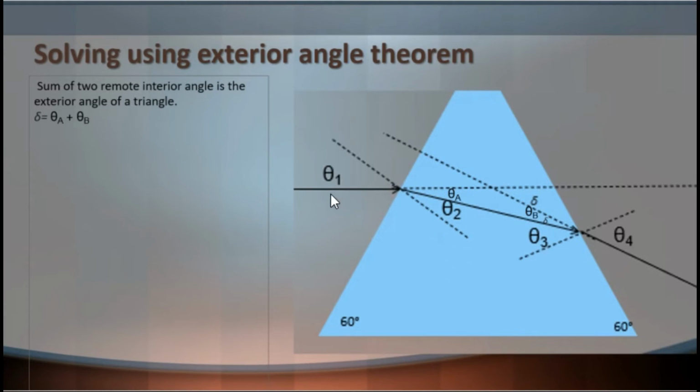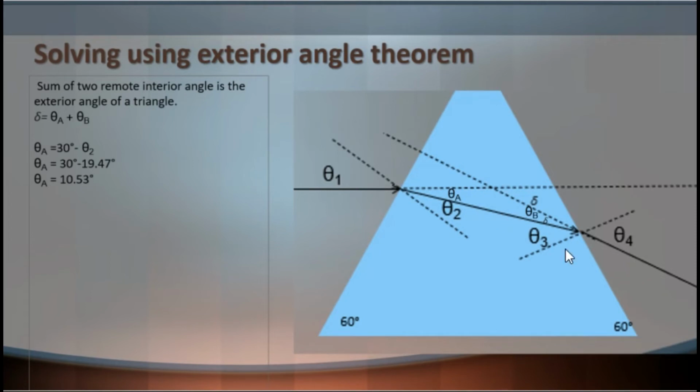The question is, how are we going to find theta A and theta B? Well, as we extend the angle of incidence, pretending that it is not refracted towards theta B, we extend the angle of theta 1 towards the opposite side. We can know that theta 1 is the sum of theta A plus theta 2 because these are apex angles. Theta 1 is congruent to the sum of these two angles. Therefore, we can say that theta 1 minus theta 2 will give us theta A. So 30 minus 19.47 is 10.53 degrees.